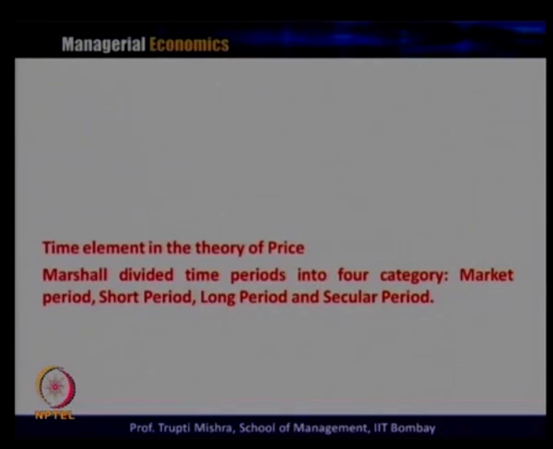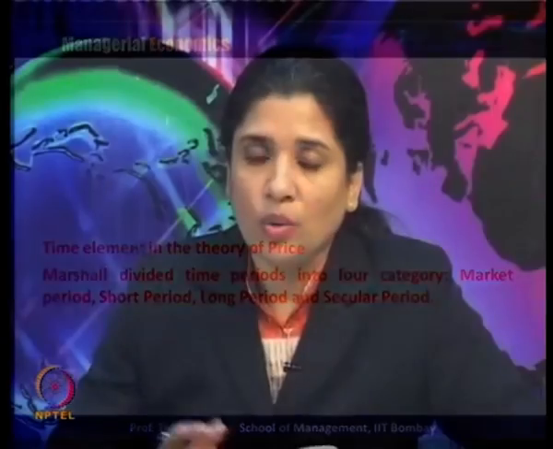So, there is always a time element in the determination of the price in the market, the price for the goods. So, Marshall divided the time period into 4 categories, that is market period, short period, long period and the secular period. Now, what is the essential difference between all these 4 types of time period?